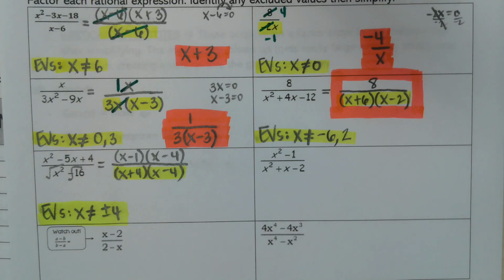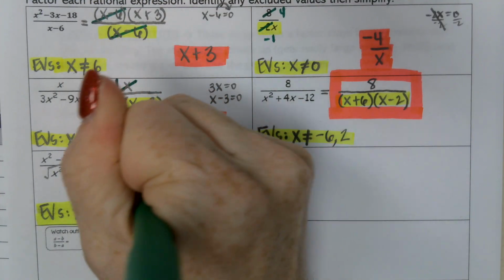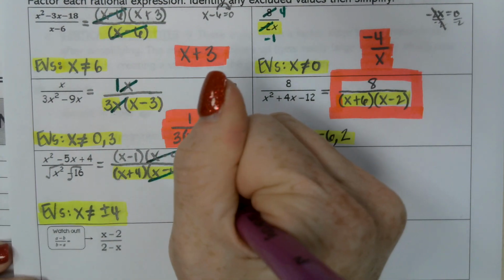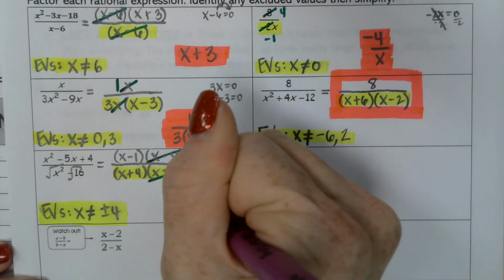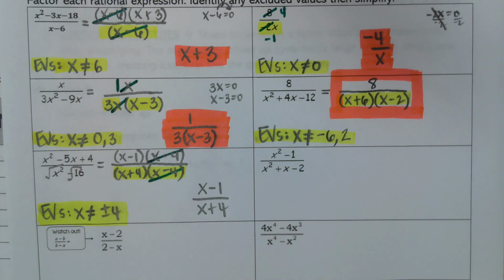All right. Then what do they have in common? The x minus 4, so I cancel those out. And my final simplified answer is x minus 1 over x plus 4.